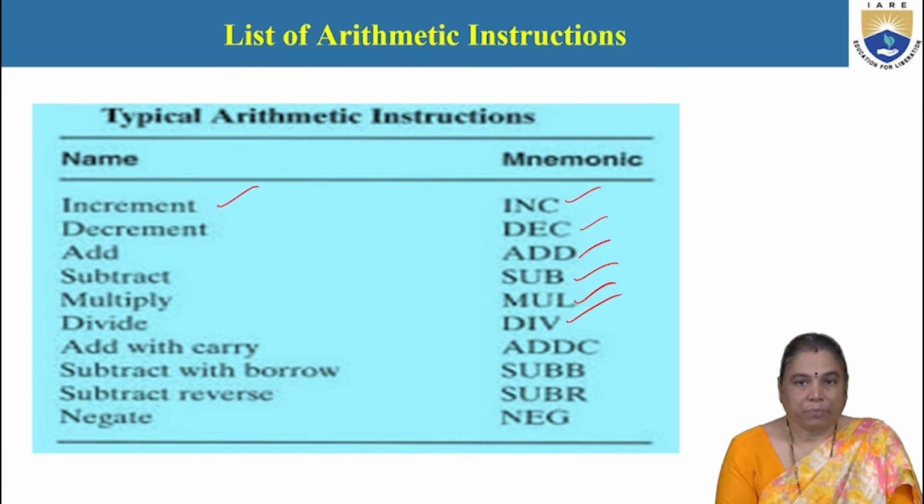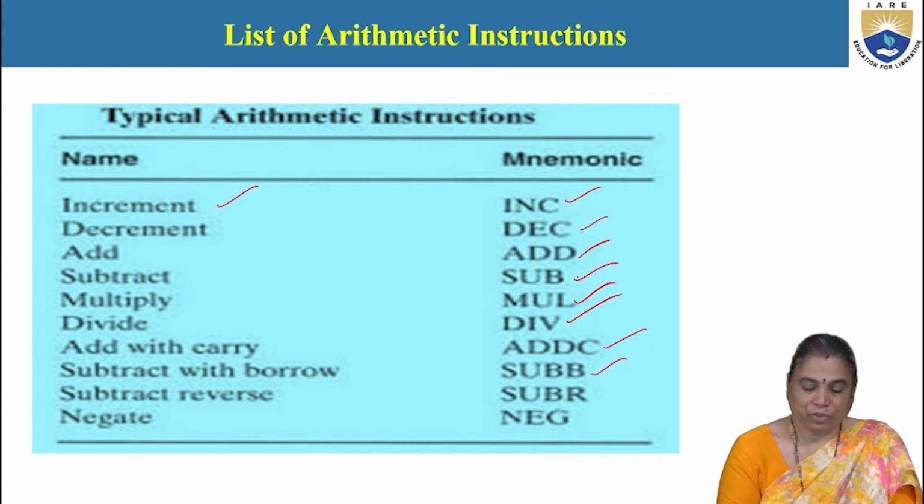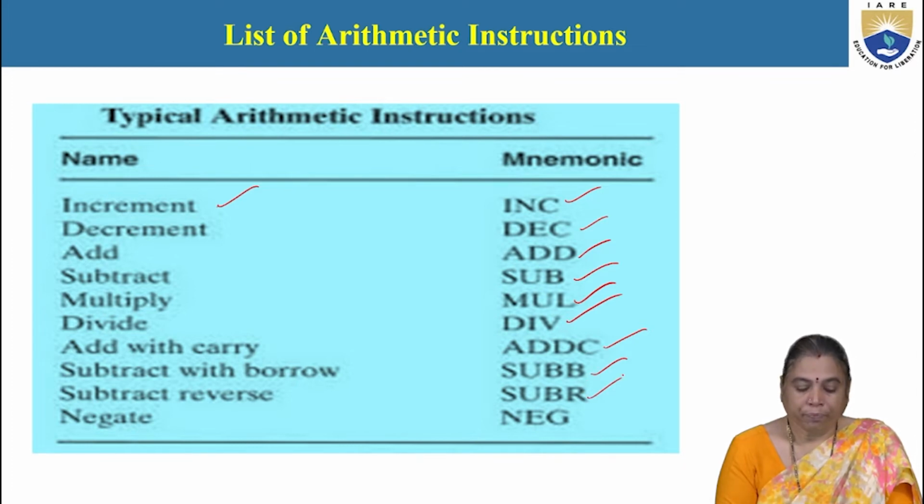Addition can be performed with carry and without carry. Without carry can be performed with the ADD mnemonic, and with carry can be performed with ADC. Subtraction with borrow can be performed with SBB. Without borrow can be performed with the SUB mnemonic. Subtract and reverse subtraction can be done with SUBR. Negate, meaning the negation operation, can be performed with NEG, the two's complement operation.